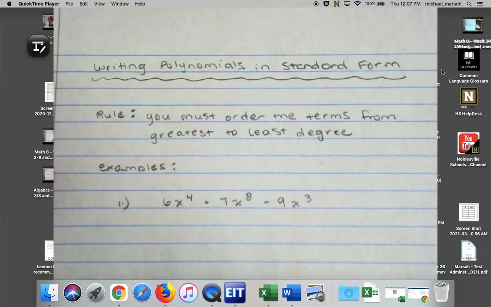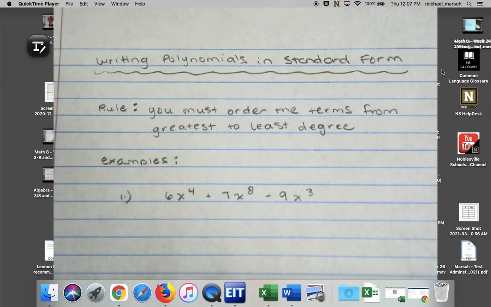So if I gave you this polynomial here, this trinomial, clearly it's not following the rule. So I would have to rewrite this. The trick is to keep the addition or subtraction symbol with the term accurately. Okay, so what would be my correct order for this polynomial?